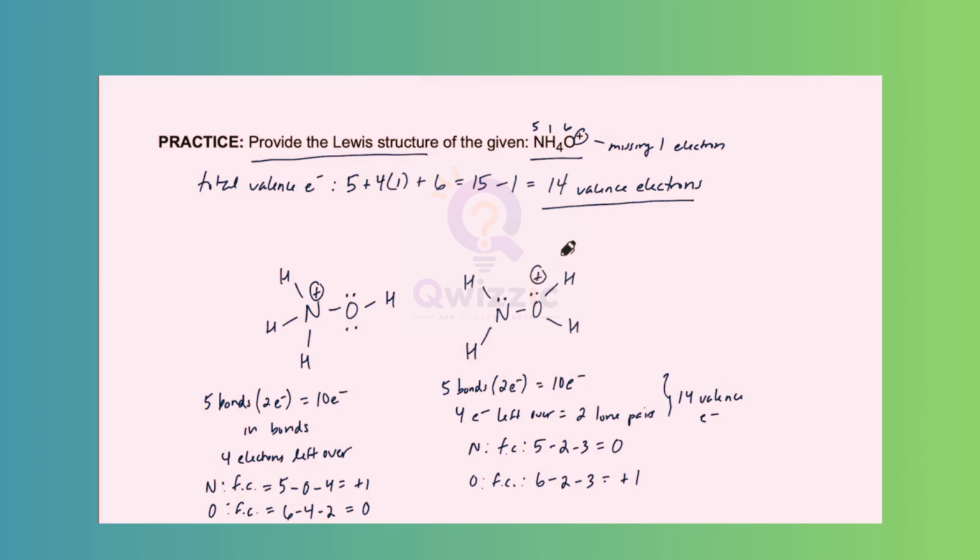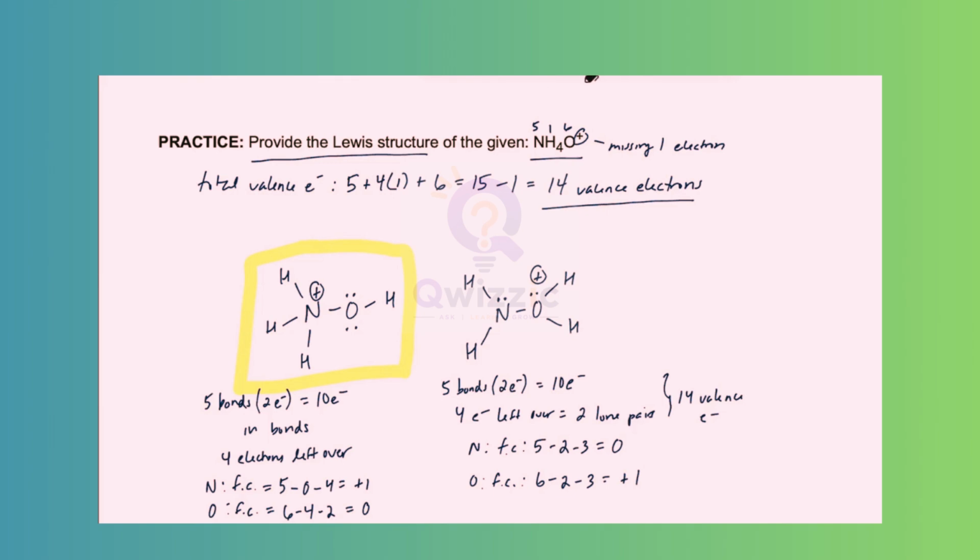So now we've got 2 structures that have the right number of valence electrons. Which one is going to be our correct Lewis structure? Well, the difference is the first one has a positive charge on nitrogen, the second one has a positive charge on oxygen. Well, the first one's going to be our structure because it will be more stable.